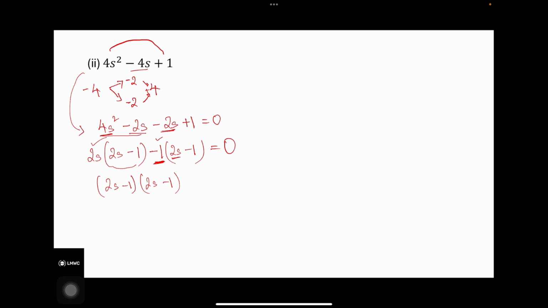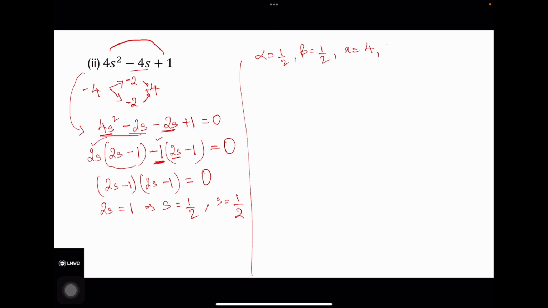So what we are actually doing over here is taking the common from here. And thus 2s is equal to 1 implies s is equal to 1 by 2. So similarly, the other s is also equal to 1 by 2. So thus our alpha is equal to half, our beta is also equal to half, and our a is equal to the coefficient of s squared, which is 4, and b is equal to the coefficient of s, which is negative 4, and c is the constant term, which is positive 1.